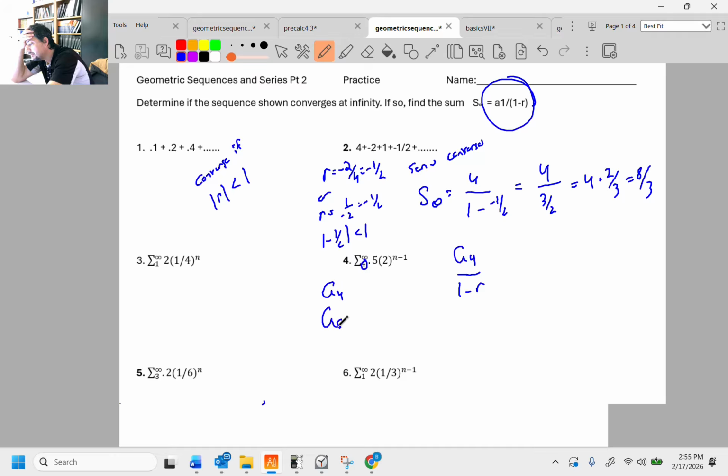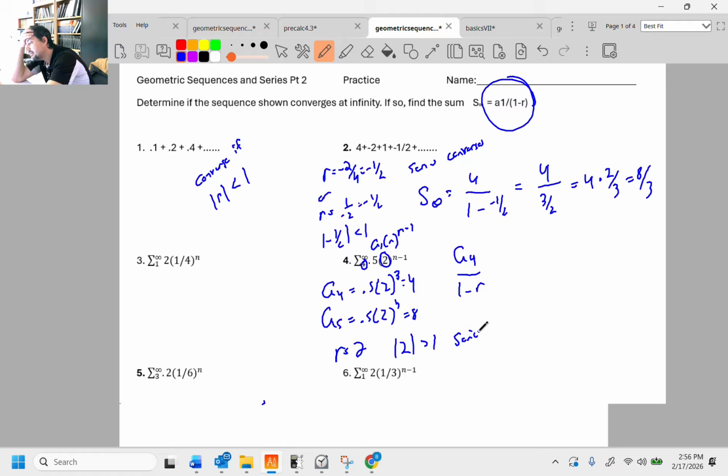I'll go ahead and write two terms out so we can see the ratio. The fourth term would be 0.5 times 2 cubed. 2 cubed is 8, half of which is 4. The fifth term is 0.5 times 2 to the fourth, 2 to the fourth being 16, half that being 8. The ratio is 2. I knew that because it was in the form, and that's hard for some kids to see.